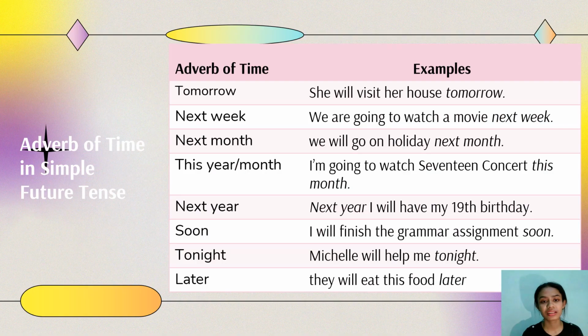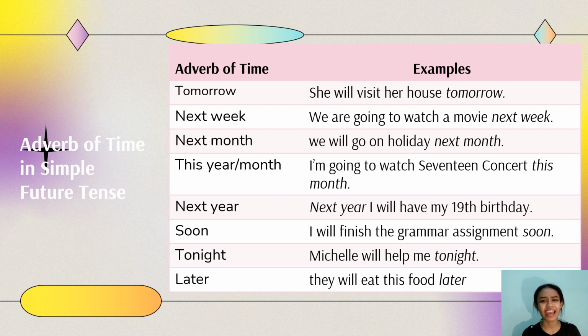Next, adverbs of time in simple future tense. There are tomorrow, next week, next month, this year or this month, next year, soon, tonight, later. For example, for tomorrow, she will visit her house tomorrow. Next week, we are going to watch a movie next week. Next month, we will go on holiday next month. For this year or this month, I'm going to watch 17 concerts this month.